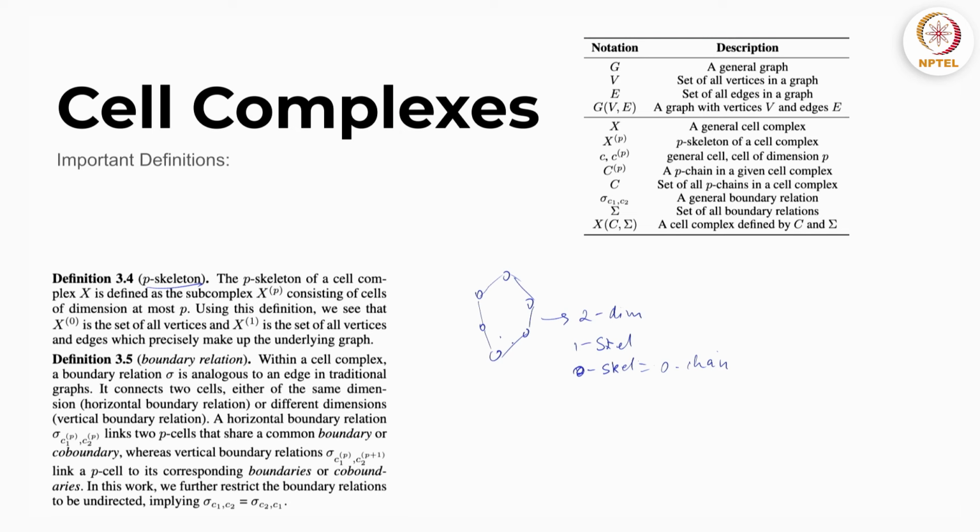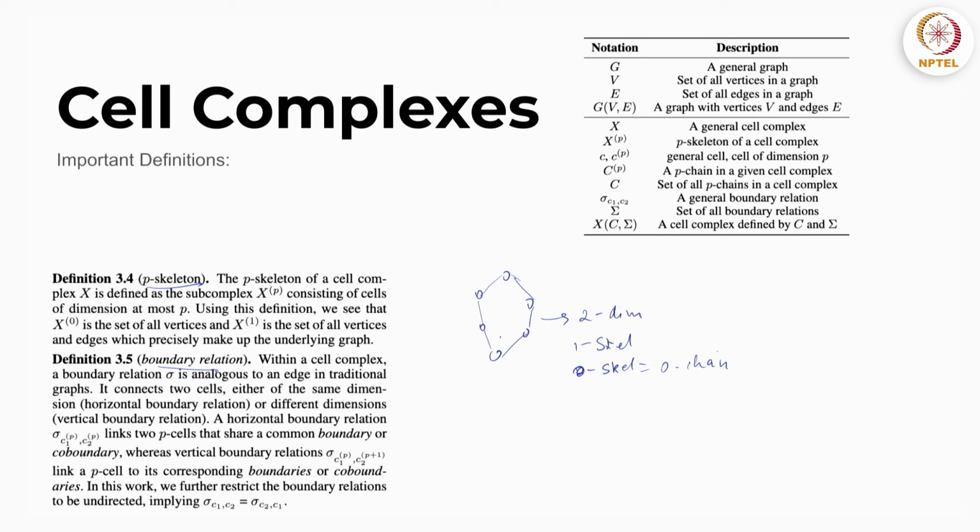So that's one important distinction between skeleton and chain. Chain is just a set. Skeleton is an actual graph or an actual complex in itself. So we come to the final definition that we need to understand cell complexes, and this is one of the most important definitions because we use it extensively in the coming slides.